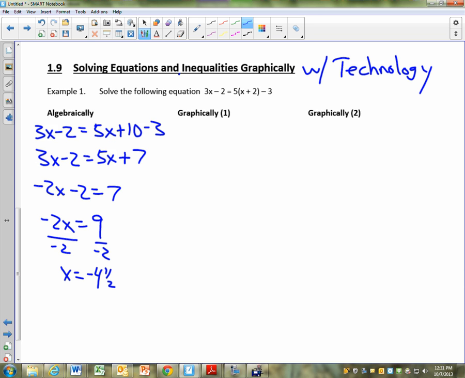Well, there's a way that we can confirm that answer. I want you to understand that this is easy to solve, but if we change the exponents a little bit or put a radical somewhere or something like that, it could all of a sudden be very challenging. And so there's another way that we can solve for this, and it's by creating two graphs. One graph would be y equals 3x minus 2, and the other graph would be y equals 5 times x plus 2 minus 3.